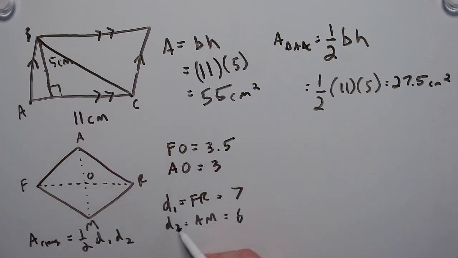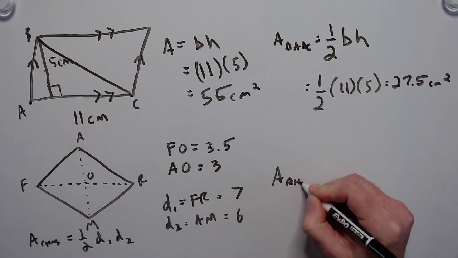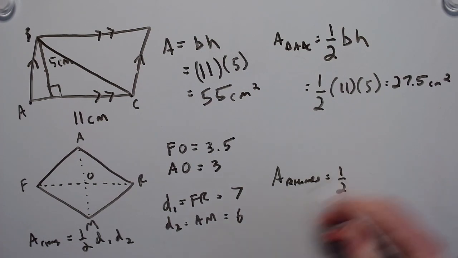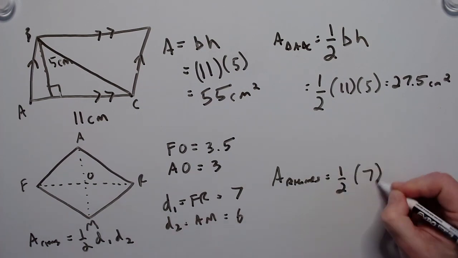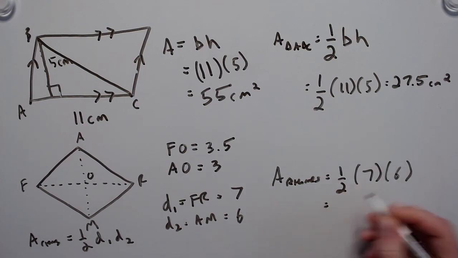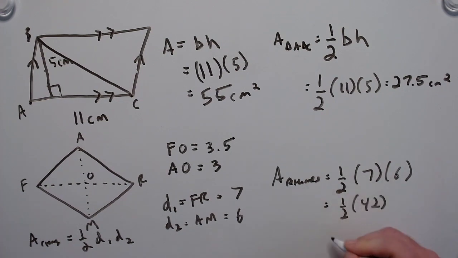So now we have our two diagonals, and we need to take 1/2 of that. So the area of this rhombus is 1/2 times D1, which is 7, times D2, which is 6. And 7 times 6 is 42. So the area is 21. All right, let's clean this off and do another example.